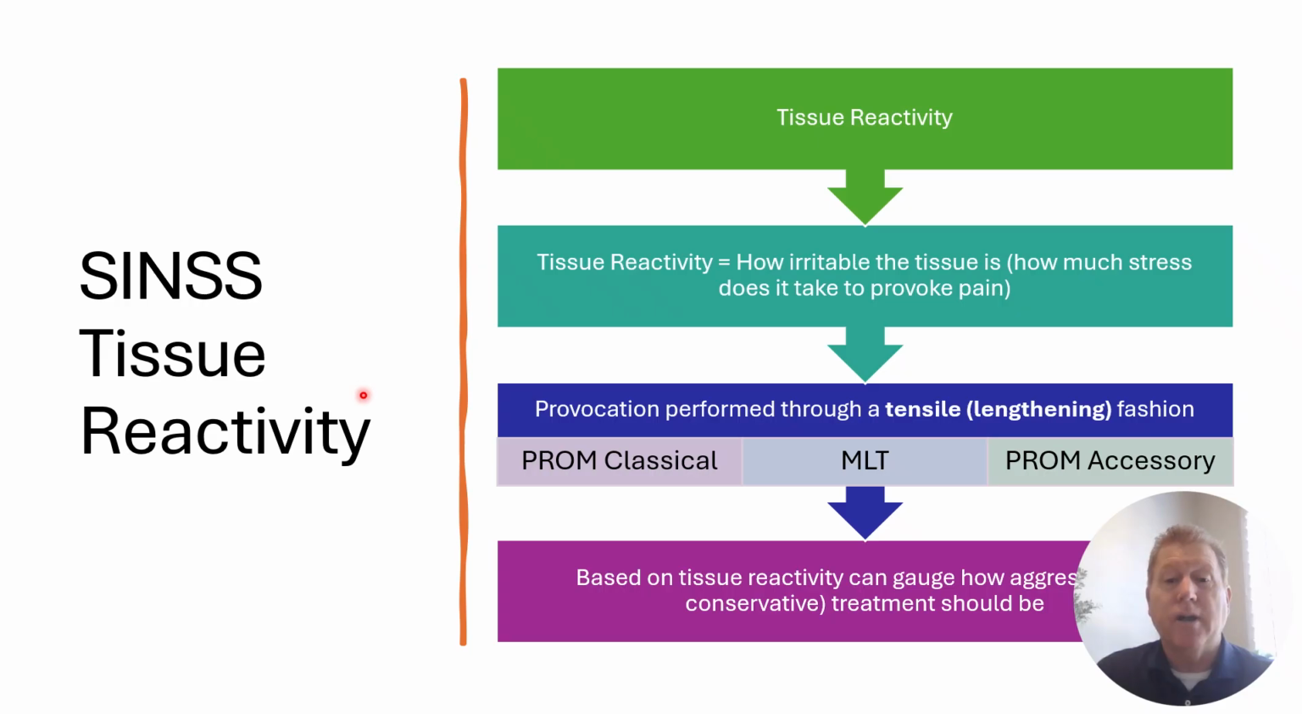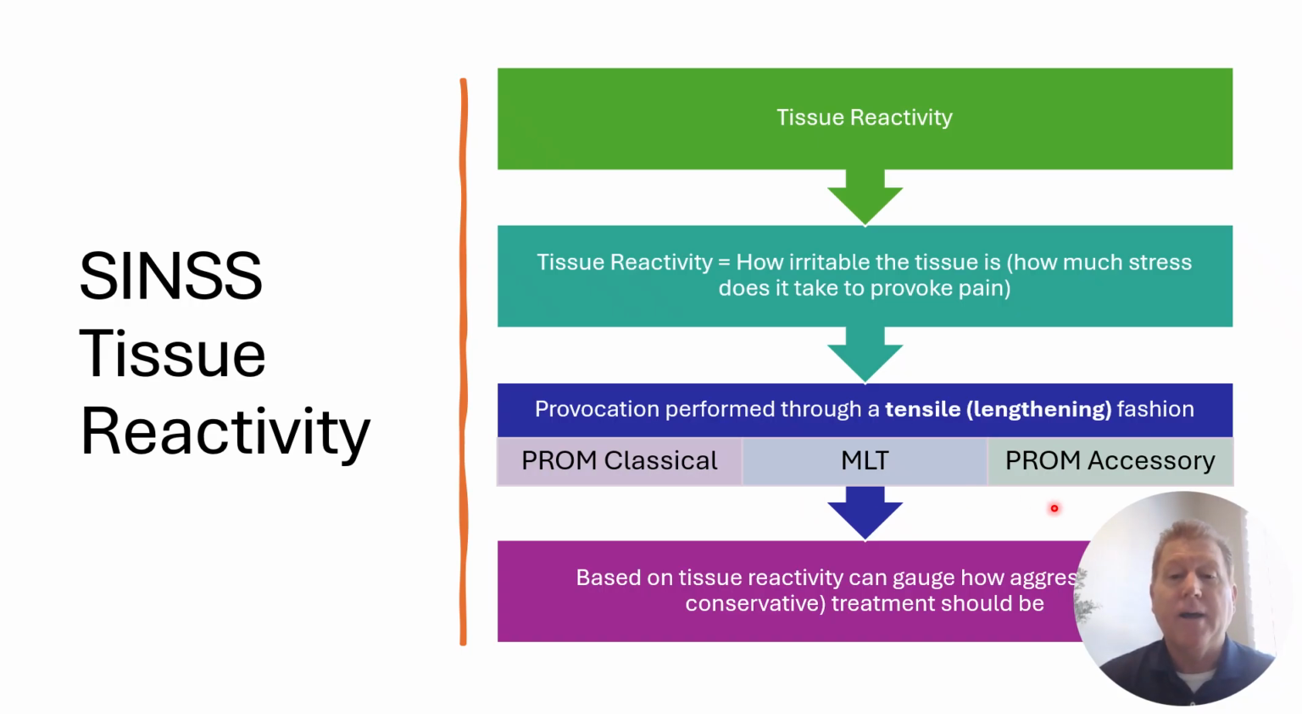We discover tissue reactivity, how much stress it takes to provoke someone's pain, by performing tensile loading or lengthening activities. Those are specifically things like passive range of motion in a classical sense, where we take the joint through its movements and look for end feels. Another one might be a muscle length test, where we may look for length of the everters. In an inversion ankle sprain, the everters may also be stretched and/or injured.